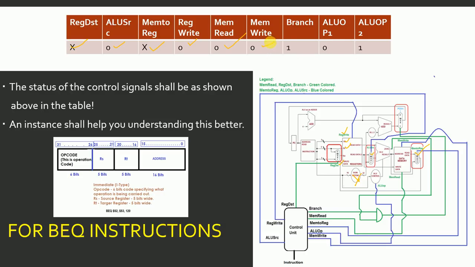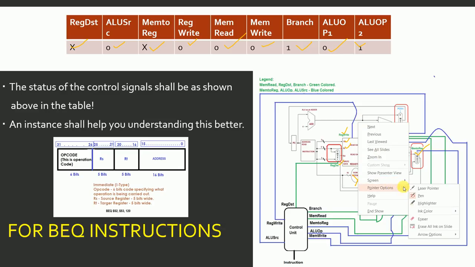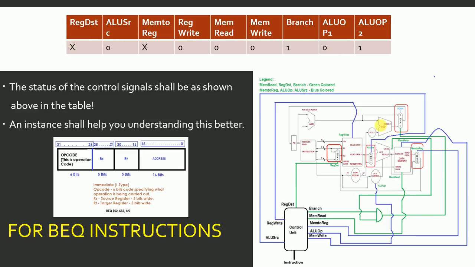Now, do we take a branch? Yes, certainly it takes a branch and it has to be 1. The status for ALU op 1 and ALU op 2 for branching is always 0 and 1. Please remember it. That's all. It's a very simple thing. The only thing that you need to remember is with respect to RS and RT, ALU SRC. That's all. It's a very easy and understandable concept for you guys to take it further.